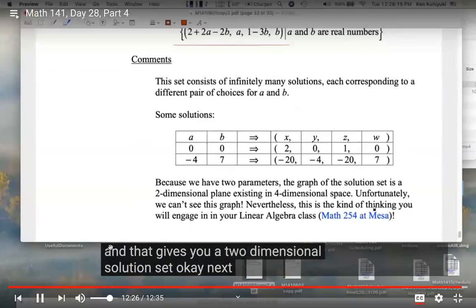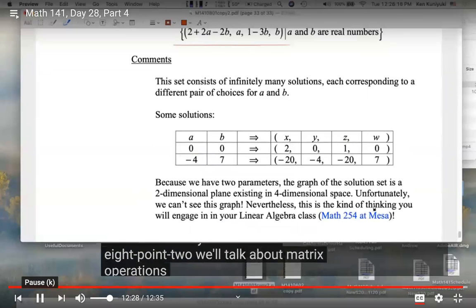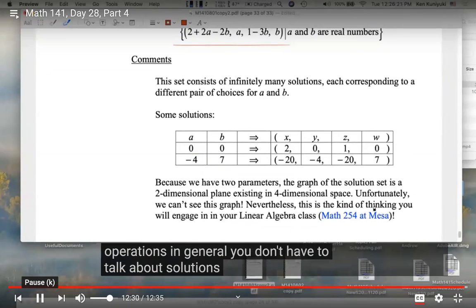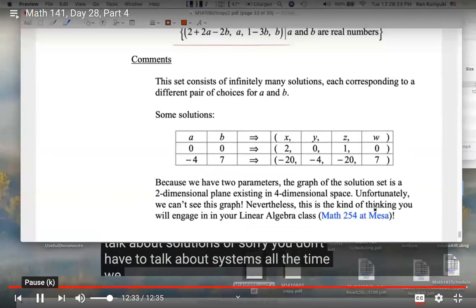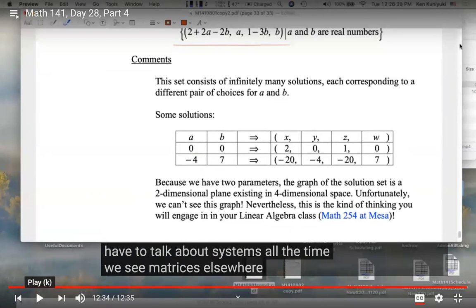Okay. Next time in 8.2, we'll talk about matrix operations in general. You don't have to talk about systems all the time. We see matrices elsewhere. Any questions on 8.1? Because I'd like to do the first easy video on 8.2, then we'll take a break and we'll continue with chapter 8. Any questions before we do the first video from 8.2? Okay, lots of practice on the homework. All right, one video from 8.2 before we break.